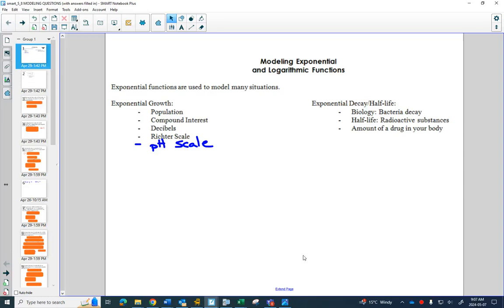For the last section in this unit, we look at applications of where exponential functions and logarithmic functions are used in real life. So we go through a bunch of word problems. And here's just sort of a list. It's quite extensive. There are lots of things that are modeled exponentially.